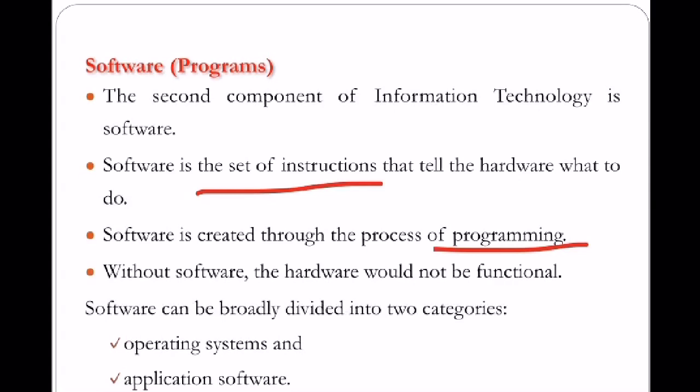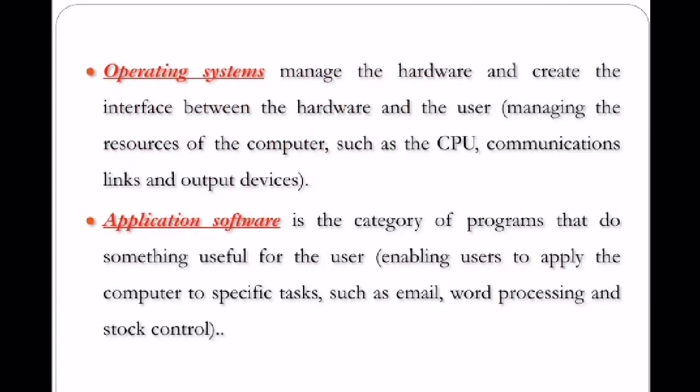There are different types of programming techniques, C++, Java, just like that. So through such a process we can create software. Without software the hardware would not be functional. So we need software. And we have 2 types of software: operating system software and application software. Operating system manages the hardware and creates the interface between the hardware and the user.